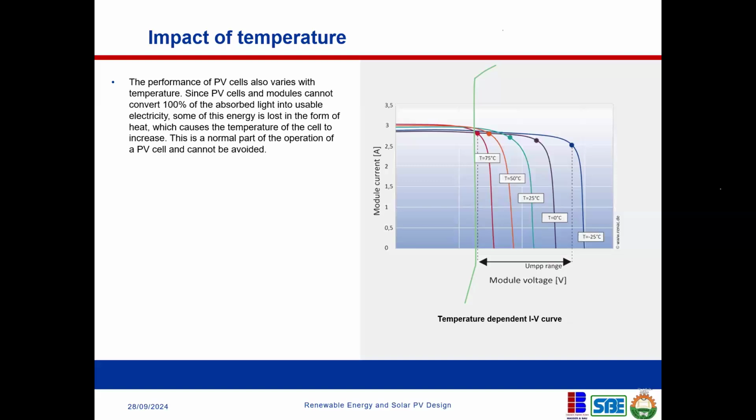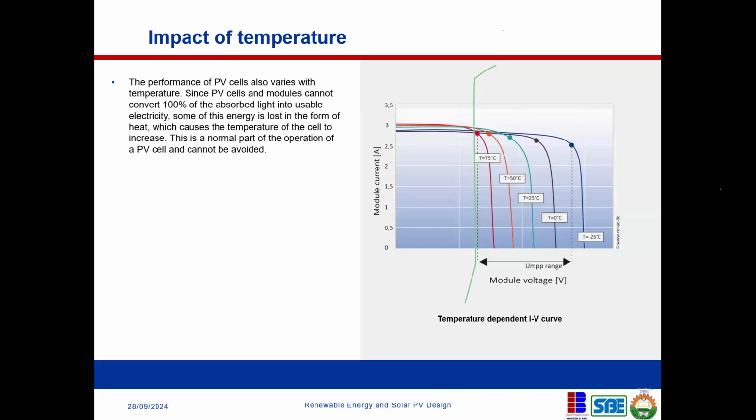Now let us look at the impact of temperature. Temperature affects voltage more than current. The temperature of the PV module hardly affects the current. This is what the IV curve is telling us. Remember that this is the voltage. This diagram is like the reverse of the previous one that we've seen. Once the temperature of your PV module increases, it deteriorates and reduces the voltage of your PV module.